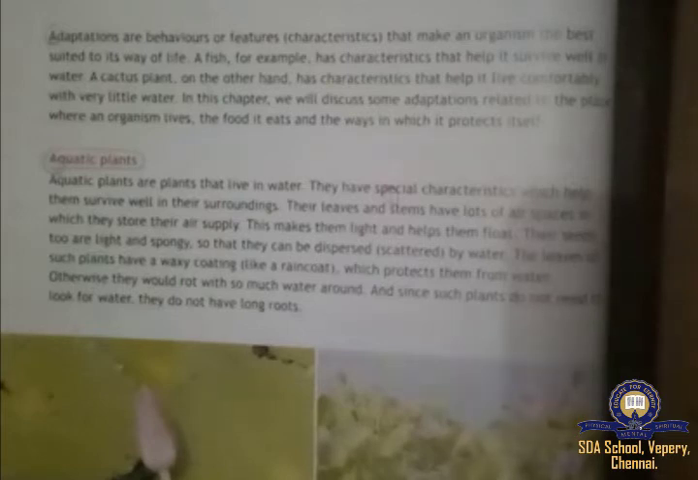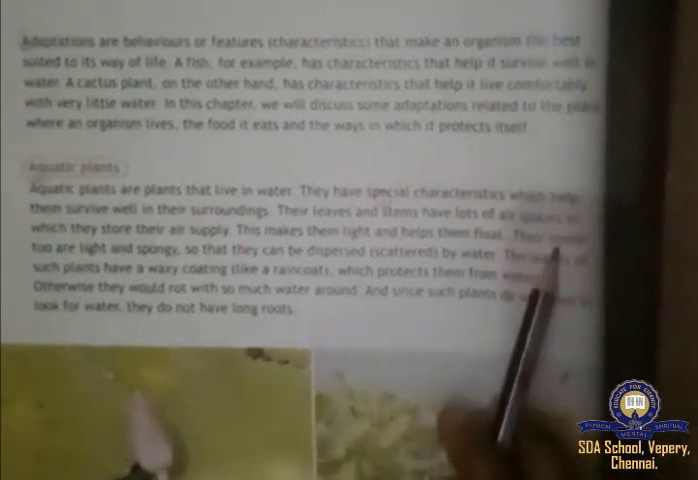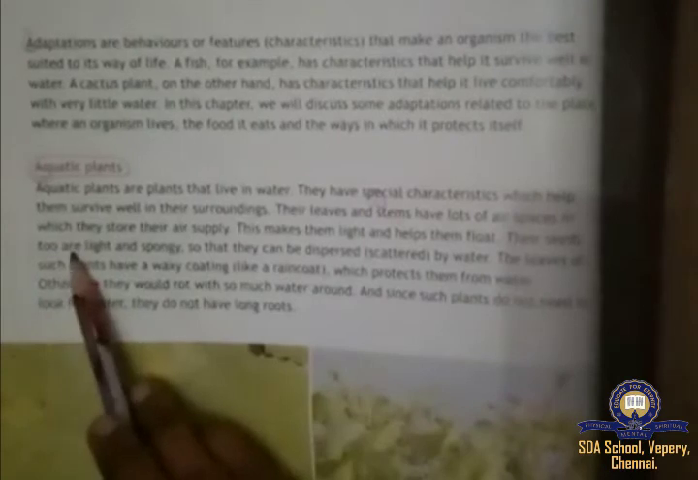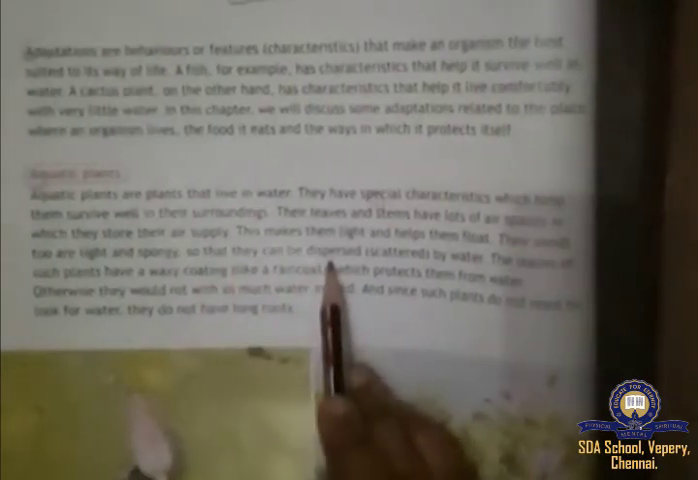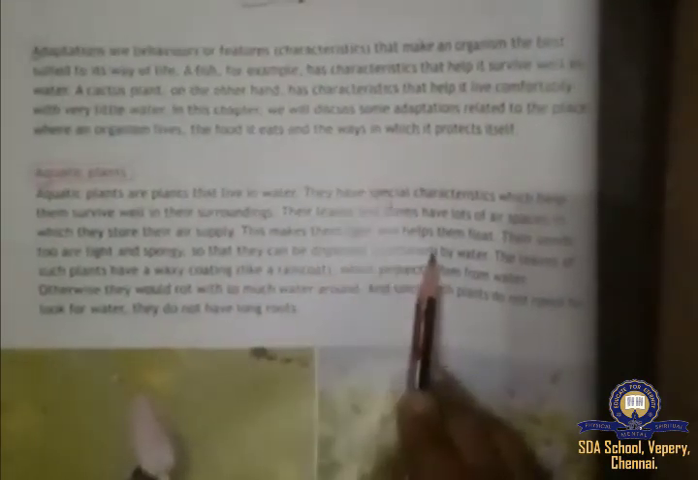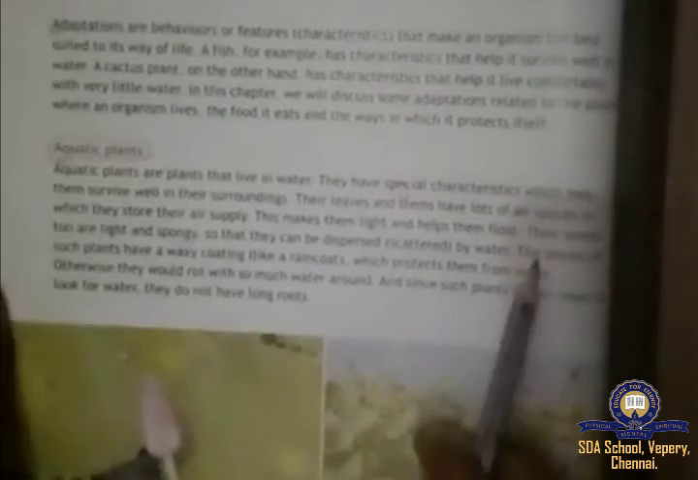Then their seeds are too light and spongy. Even the aquatic plant seeds will be very lightweight and spongy, so that they can be dispersed, that means scattered, by water. Then the leaves of such plants have a waxy coating like a raincoat.